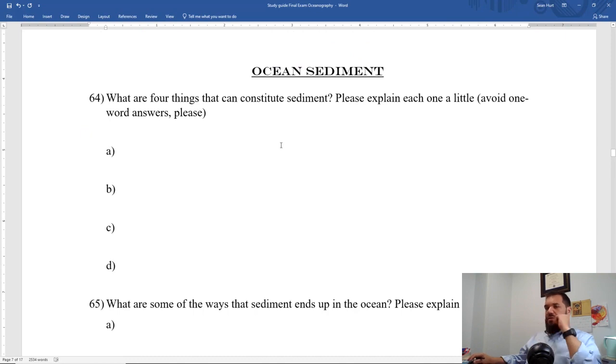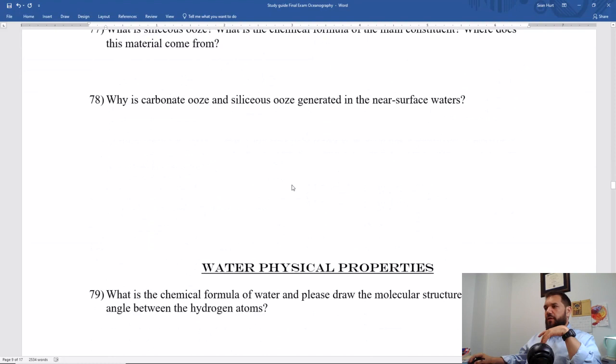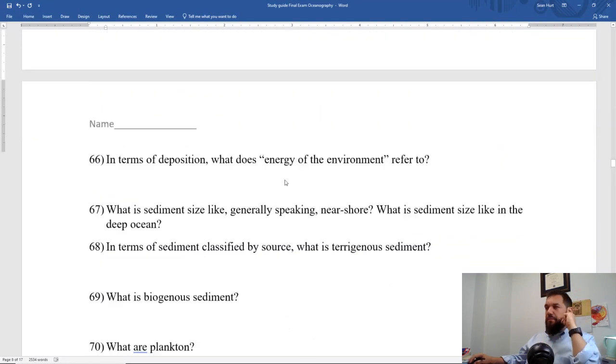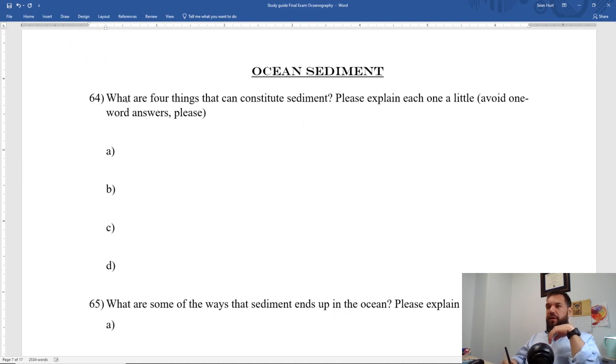Going on to sediment. We'll finish sediment here, and then when we're done with sediment, we'll stop and do the next part. Okay. So anyway, ocean sediment. What are four things that can constitute sediment? There's a lot of different stuff. The most important though is rocks, minerals.